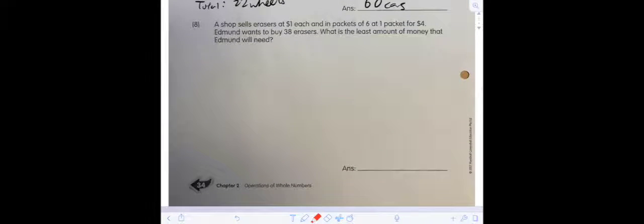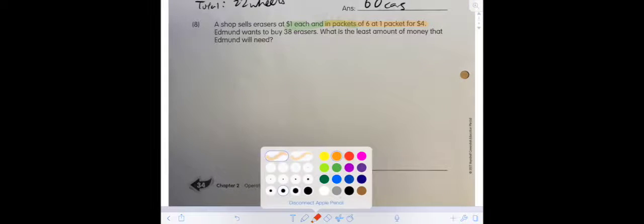Question 8. A shop sells erasers at $1 each and in packets of 6 at 1 packet for $4. Edmund wants to buy 38 erasers. What's the least amount of money that Edmund will need? The shop sells erasers at $1 each and in packets of 6. This is the first information that we have. This would be the second information we have.